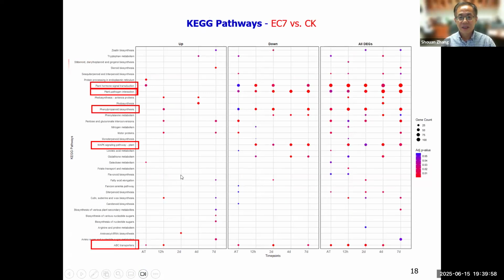So here are the key KEGG pathways detected from EC7 versus untreated control. The main or significant pathways include plant hormone signal transduction, plant pathogen interaction, phenylpropanoid biosynthesis, MAPK signaling pathway, and ABC transporters.